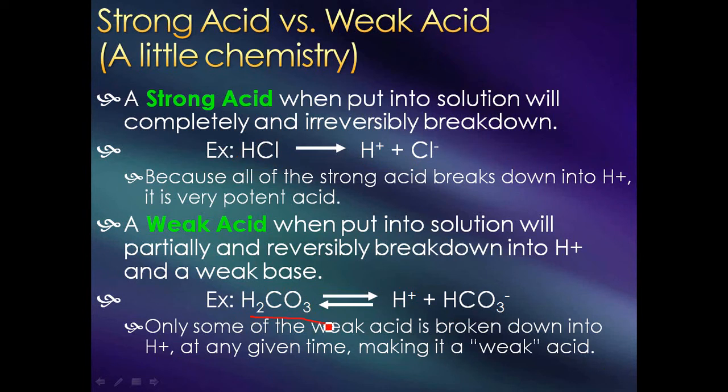Now, if we have tons of this side of the reaction, this equation is going to go this way. If we have tons of carbonic acid, then more and more of that is going to break off into hydrogen ions and bicarbonates. If, on the other hand, we have tons of this side of the reaction, we're going to encourage the reaction to go this way, binding all of these hydrogens up to create carbonic acid.